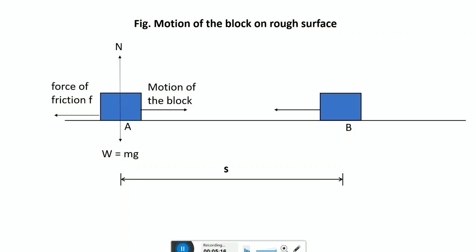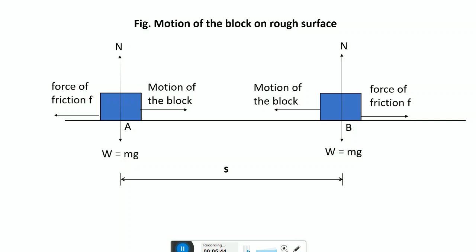Then we consider the position B of the block. The motion of the block is towards the left. Then the frictional force is towards the right. Again, this is the normal force N and weight W, which is equal to mg. So this is a complete figure which shows the motion of the block on a rough surface.